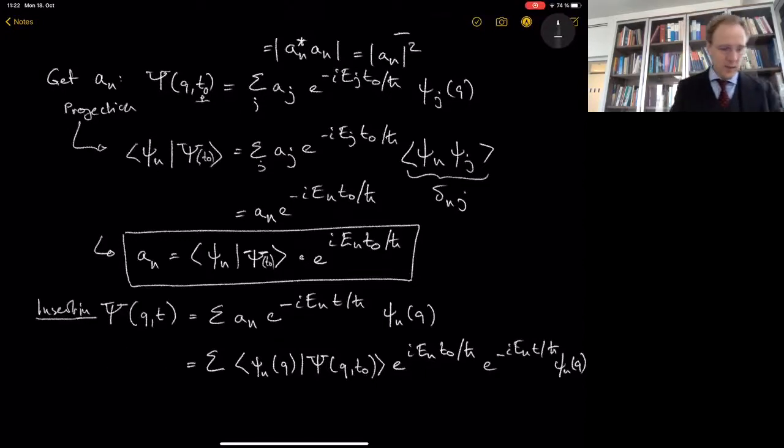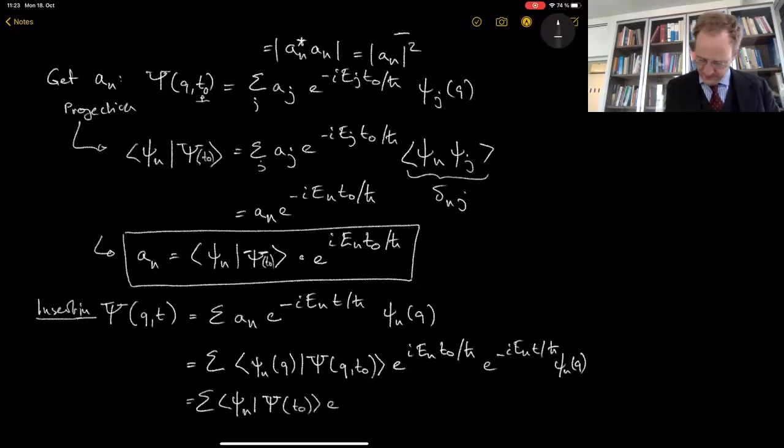Okay. Now we can unite, of course, the two exponential functions. And so let me write this out, the psi_n, e to the minus i e_n. We factor that one out. We have here t minus t0 over h bar, psi_n(q).